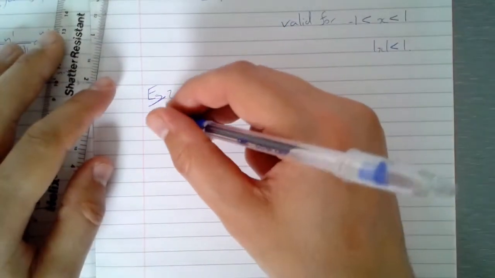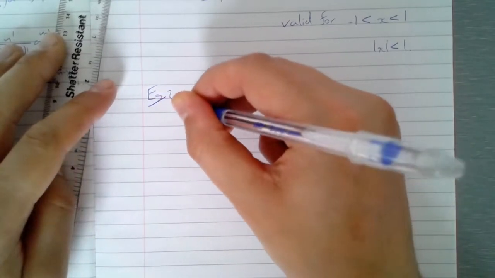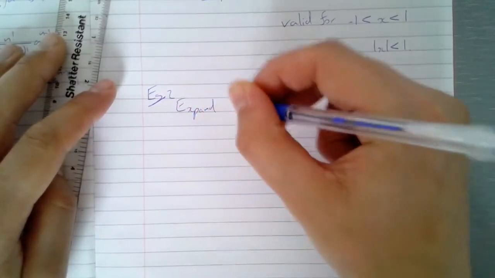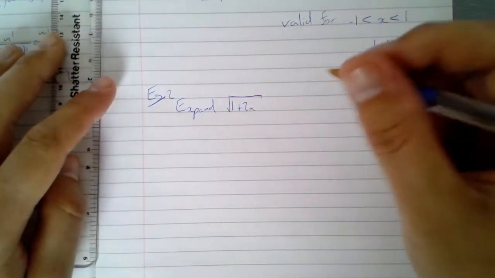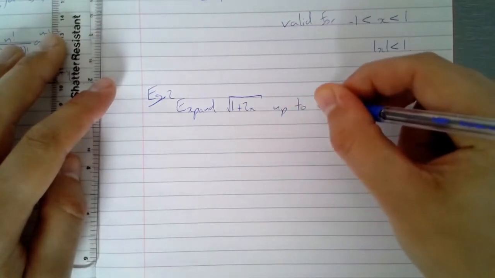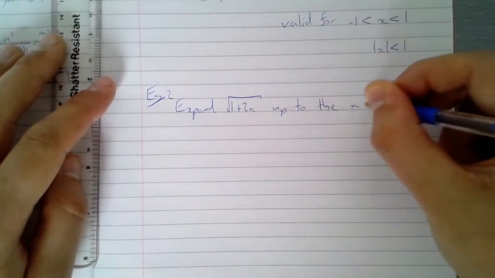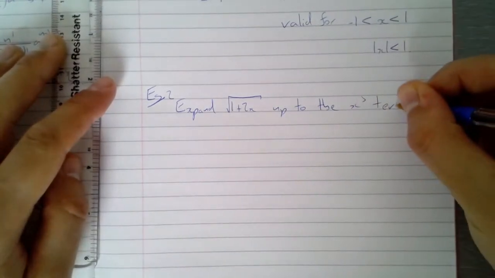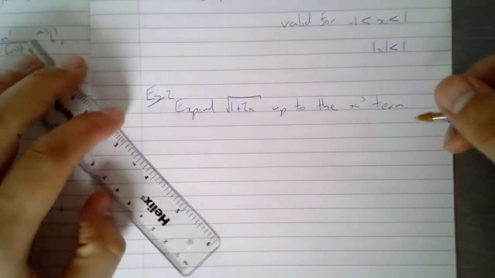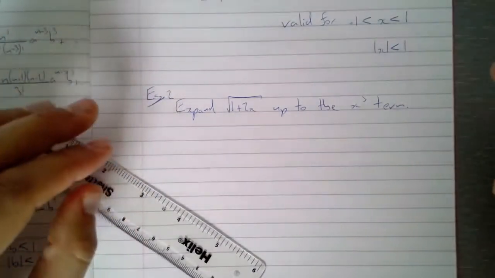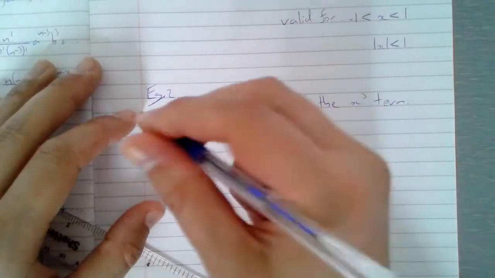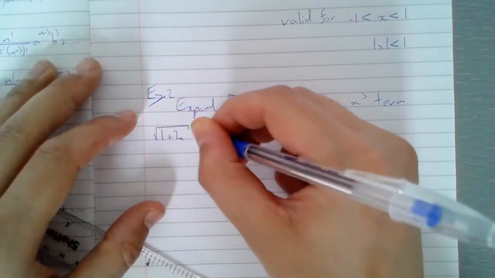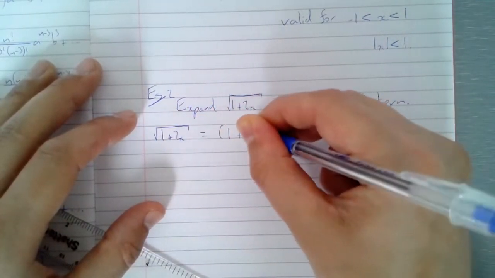So how about expand (1 plus 2x) up to the x cubed term. They could ask you to do it to other terms. Up to the x cubed term normally tells the examiner that you know how to use the formula sufficiently. Okay, so expand this up to the x cubed term. So the first thing to realise with this one is that the square root of 1 plus 2x is equal to 1 plus 2x to the half.